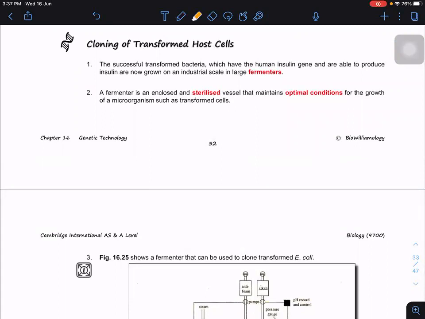We have already done the screenings. The next part, we're going to clone the transformed host cell. So once we confirm this colony can produce the insulin for us, then we use a fermenter, or we can write it's a bioreactor. This bioreactor or fermenter is something like a house, a chamber, where we can provide very optimum conditions, sterile and optimum conditions, for the growth of the microorganism, such as the transformed cells.